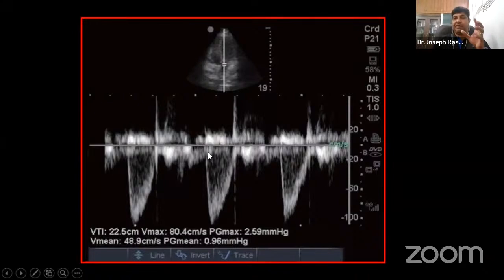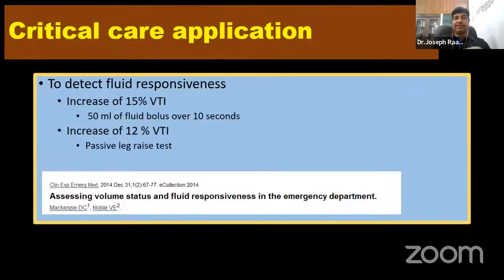Sometimes in a patient with hypotension, if the stroke volume is less, or rather the VTI is very low, then we know that the hypotension is because of the low stroke volume. Here you can differentiate a cardiogenic shock from a septic shock. In septic shock your stroke volume is going to be normal, and in cardiogenic shock your stroke volume is going to be less. So you can get that information too.